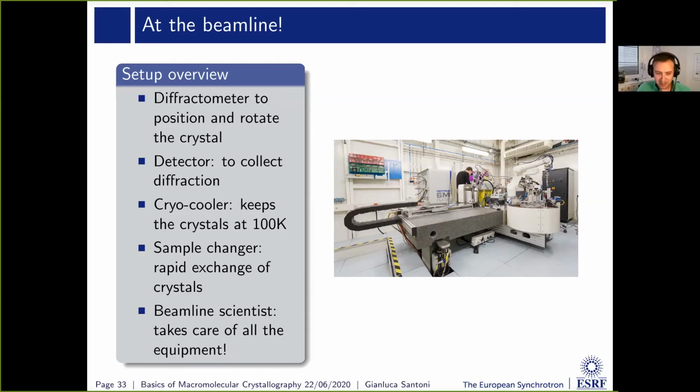And another tool that you find at the beamline is obviously the beamline scientist. We are there to help you. So if you have doubts, we will take care of the equipment for you, but also don't hesitate, when you have beam time, to ask your beamline scientist for advice. He knows the beamline better than anyone else in general.